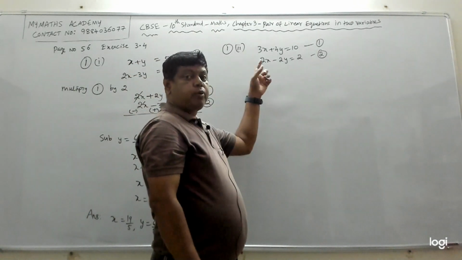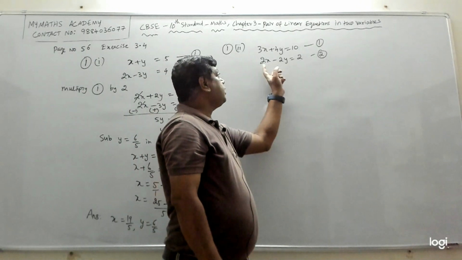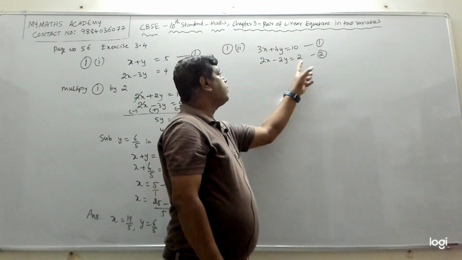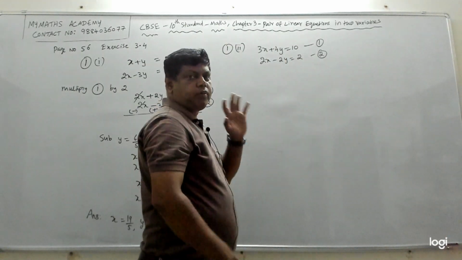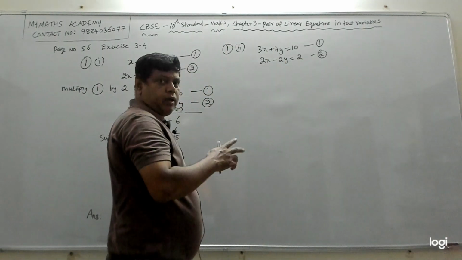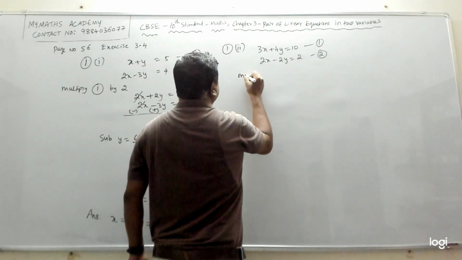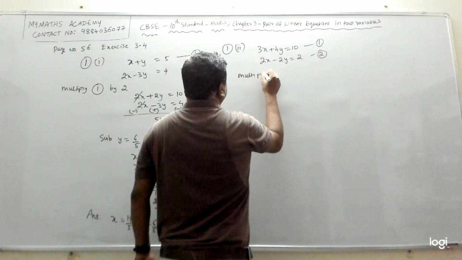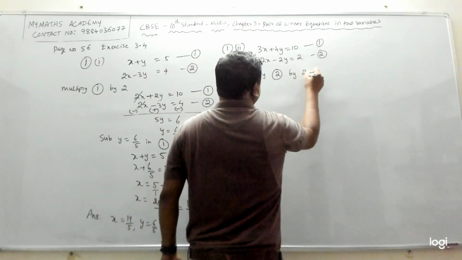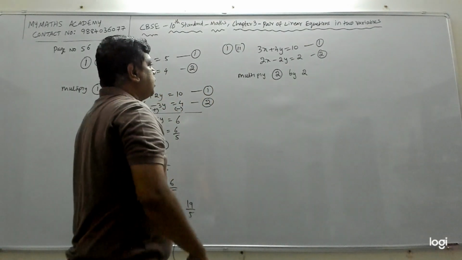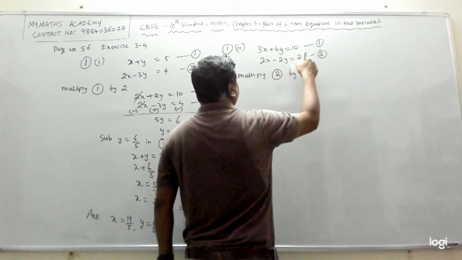Rather, we can try to make the y coefficient the same, because if I multiply only the second equation by 2, I will get the 4, which is matching with this. So we can do either way, but we will try to make the coefficient of y the same. So multiply equation 2 by 2. This is equation 2. Multiply this whole equation by 2.